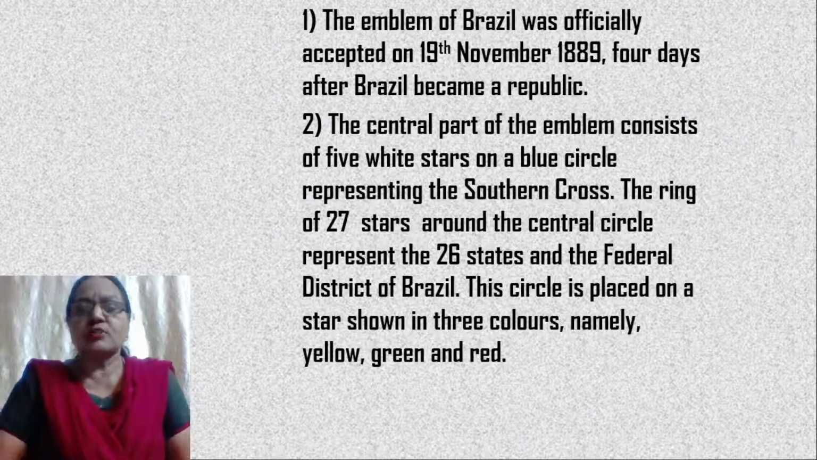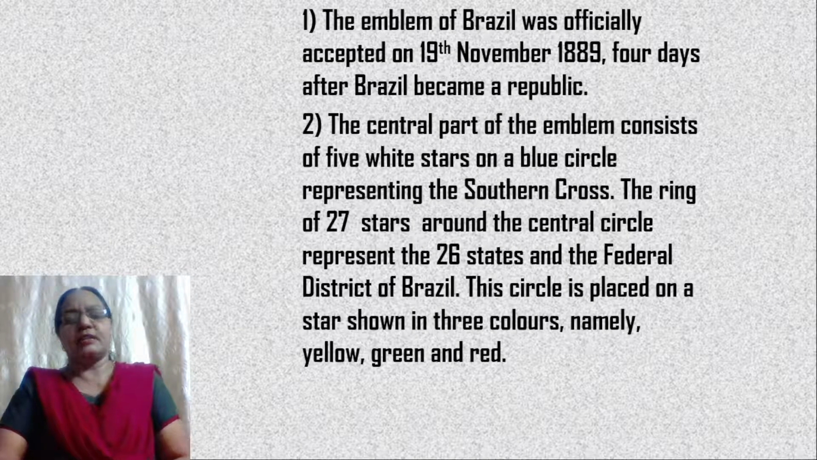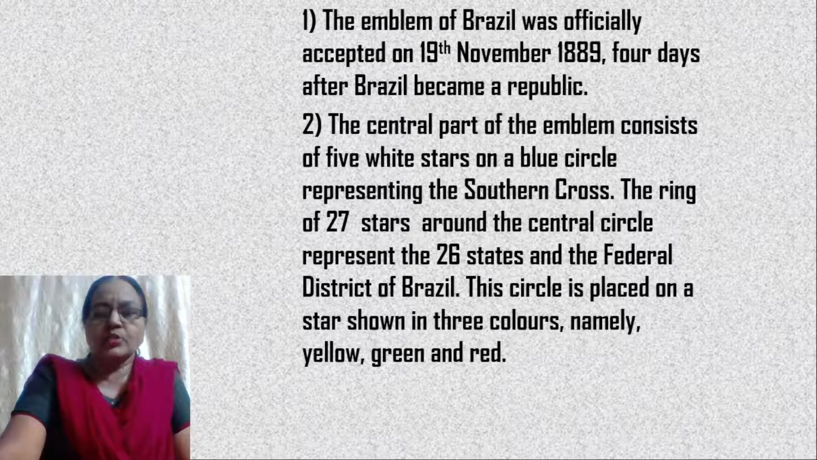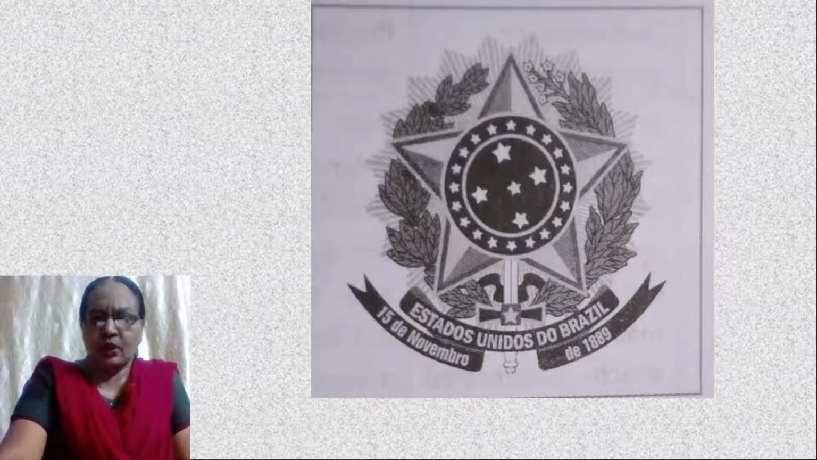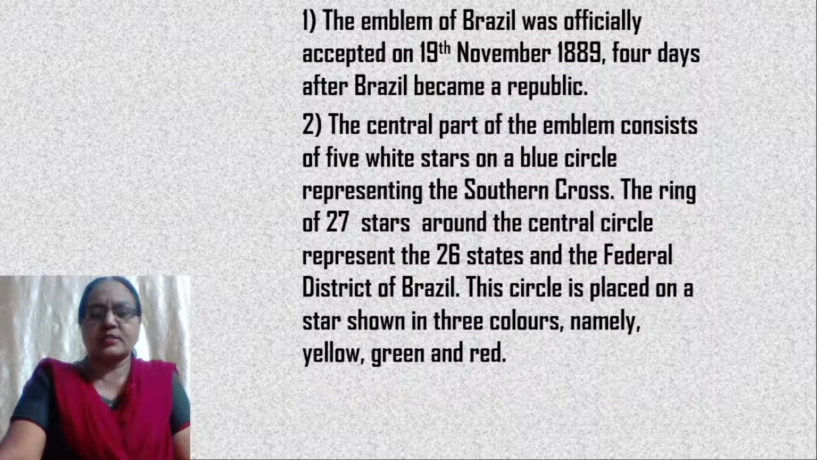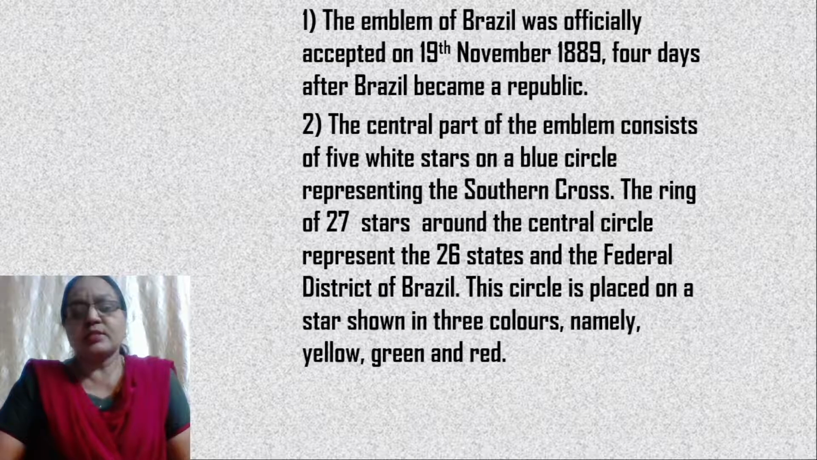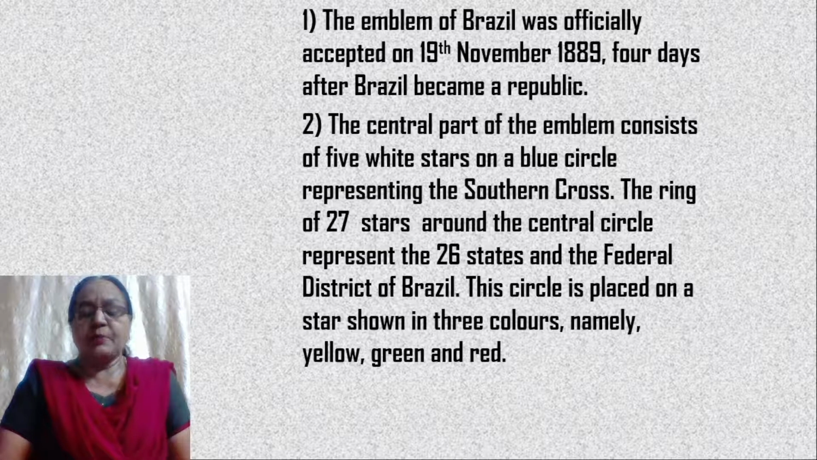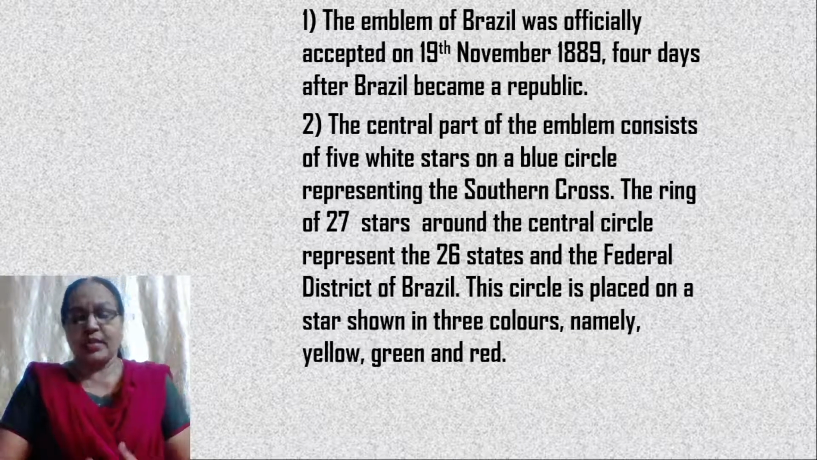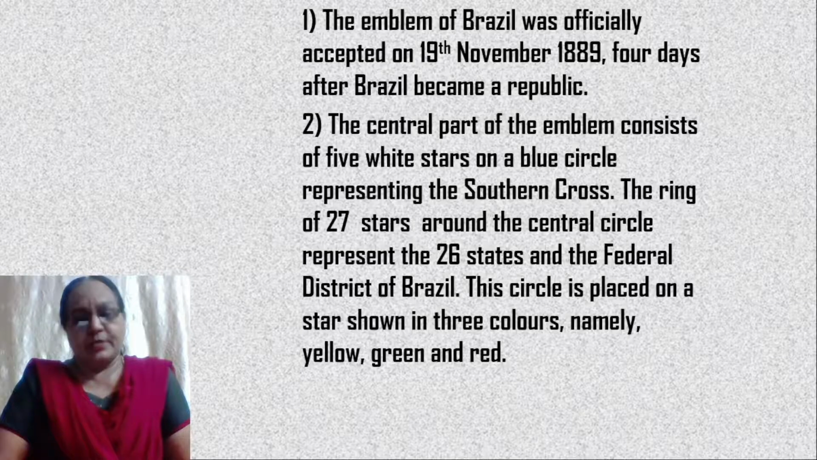The central part of the emblem consists of 5 white stars on a blue circle representing the Southern Cross. Look at the central part, you can find 5 stars on a blue circle. Then the ring of 27 stars around the central circle represents the 26 states and the federal district of Brazil, that is the capital of Brazil, which is Brasilia.